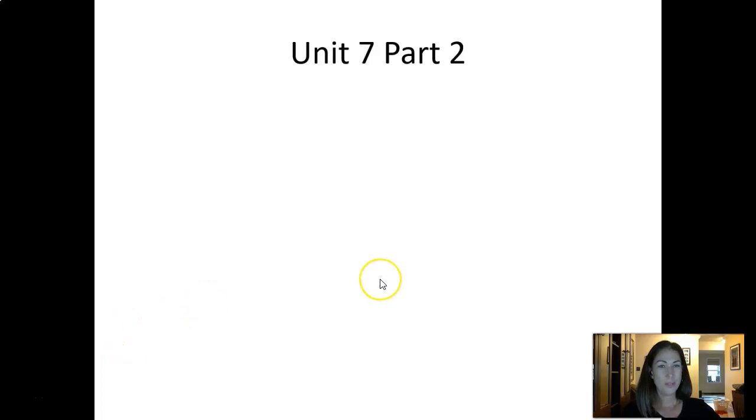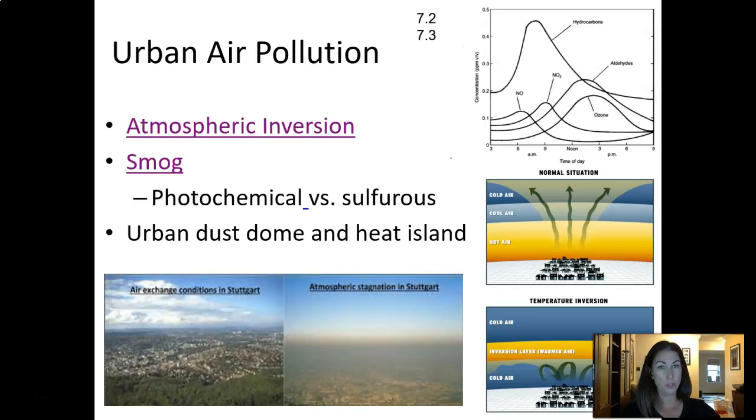Hi apes. Today we're taking a look at Unit 7 Part 2, so we're continuing on with air pollution. Where we left off last time was taking a look at urban air pollution.